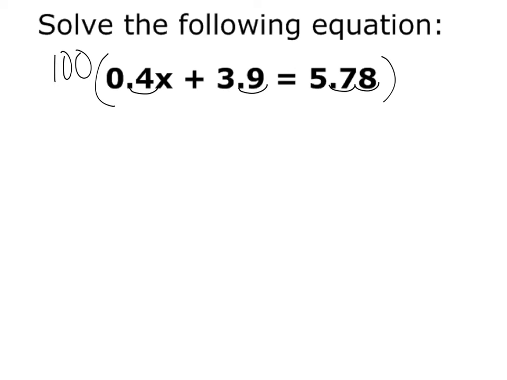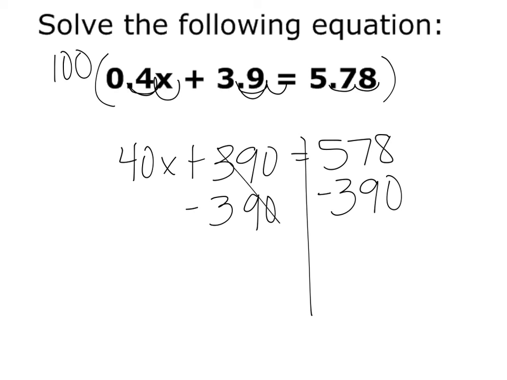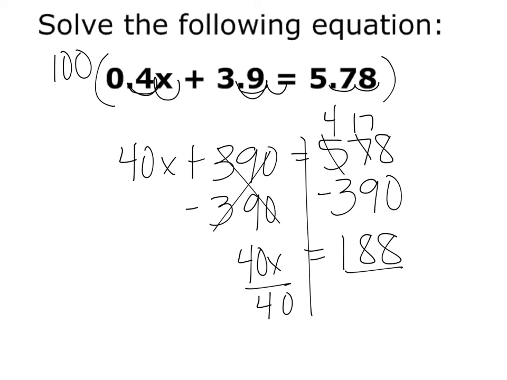So when we do that, we'll hop, hop, and we'll have 40x plus 390 because we're hopping twice, and then it will be 578. Now you are completely rid of those decimals, and then you just treat it like a one-step or a two-step equation. Minus 390, minus 390. 40x is equal to, and again we'll have to borrow, so 17 and 4, so 188. Divide by 40, divide by 40, and you have your 188 inside, 40 on the outside.